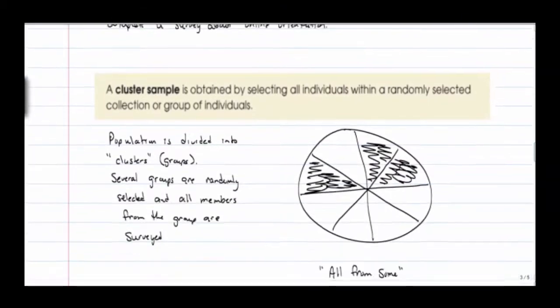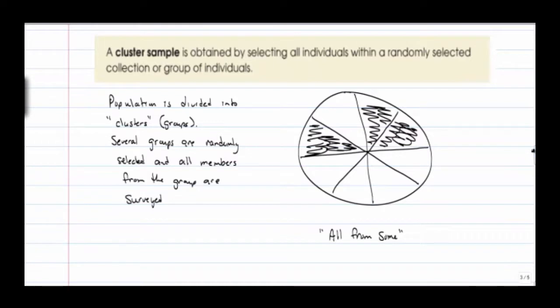Cluster sampling is very similar to stratified sampling, but I want you to pay attention to the big difference here. These are the two that are hardest to distinguish between. A cluster sample is obtained by selecting all individuals within a randomly selected collection or group of individuals. So again, the population is divided into clusters or groups. So I have my 8 groups here again. Several of the groups are randomly selected. So if I number off my groups, then I randomly select 3 groups, and I was given groups 1, 3, and 4. Then every member of those 3 groups is selected to form the sample.